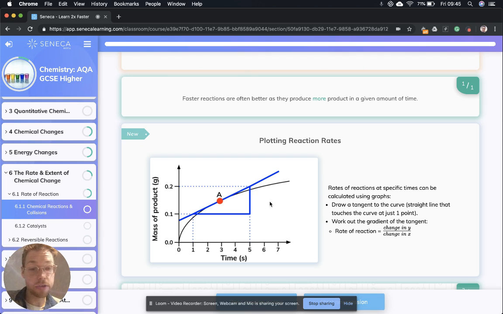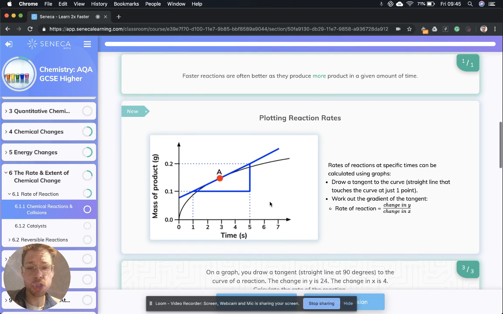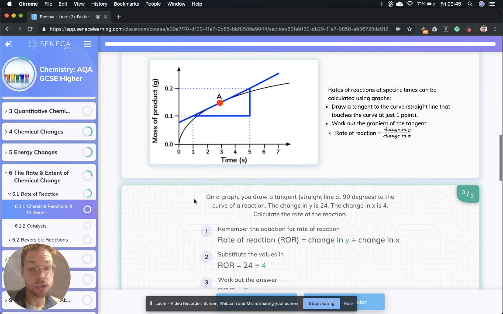And then we have to do a little bit of math. We calculate the rate of reaction by dividing the change in y by the change in x. So change in y divided by change in x. Once you draw the tangent, you make a little triangle that will then give you the change in y and change in x. So let's do an example.